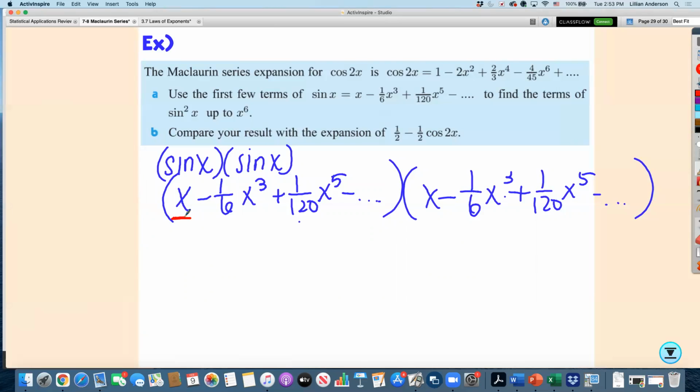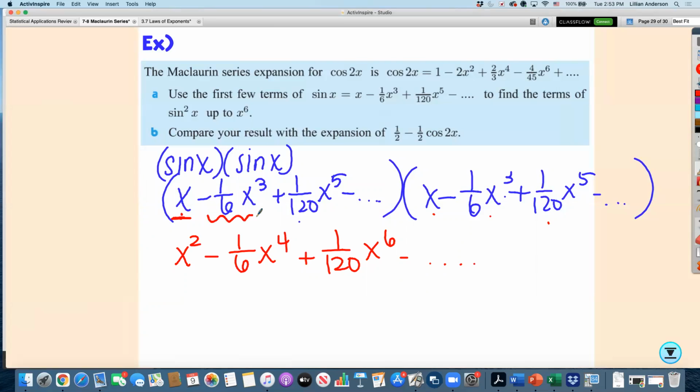Okay? I'm going to multiply x by every term. What's x times x? What's x times a -1/6 x to the 3rd? I just increased my exponents. What's x times a 1/120 x to the 5th? And considering that I only went up to x to the 6th, I'm going to stop there. Okay, of course, this is a series, so it's going to continue.